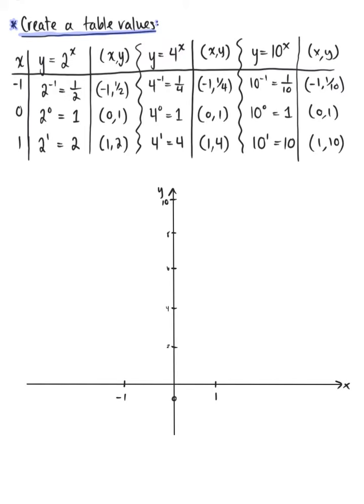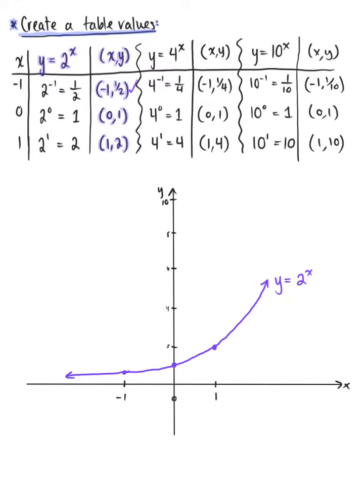Plotting our first function, y equals 2 to the x, we have the ordered pair -1, 1/2. So if there's 1, then 1/2 is right about there. So there's our first ordered pair. We then have the ordered pair 0, 1. And last but not least, we have the ordered pair 1, 2. Connecting these three ordered pairs with a smooth curve, we can see the graph of the exponential function. So this is y equals 2 to the x.